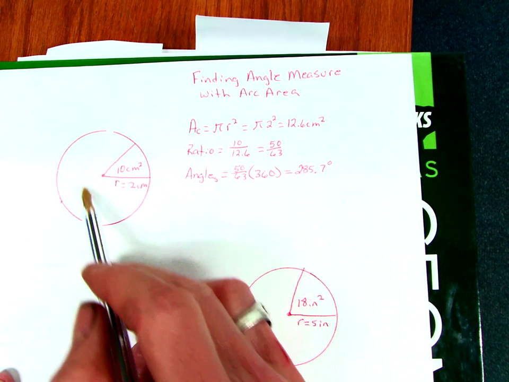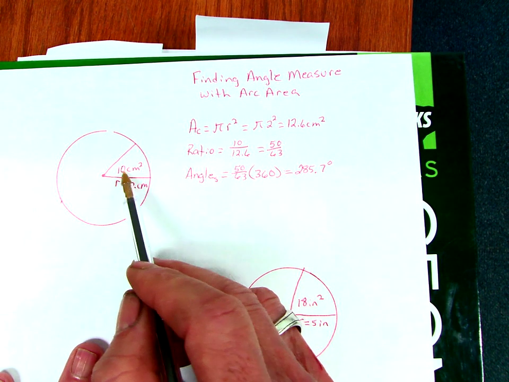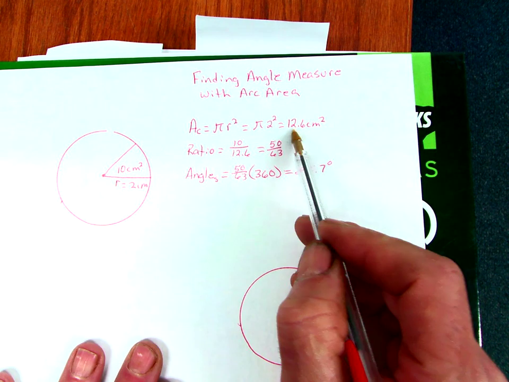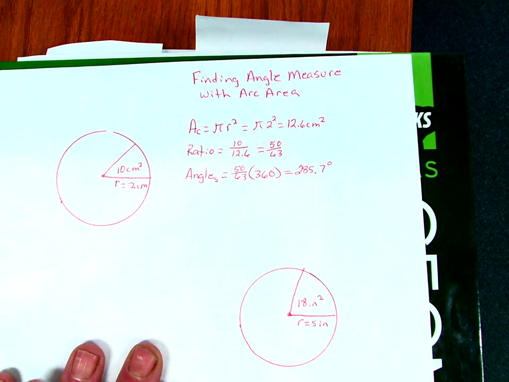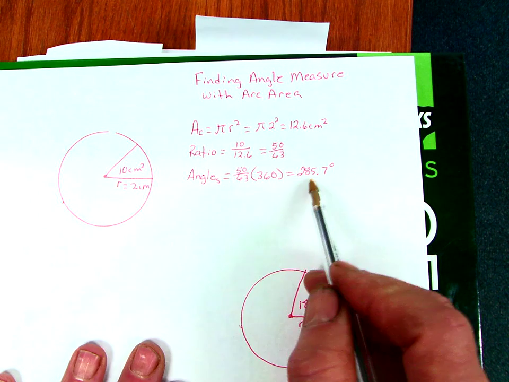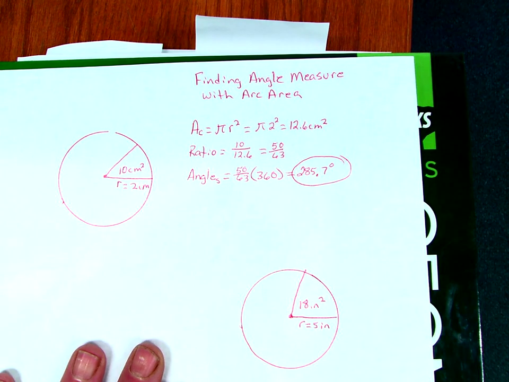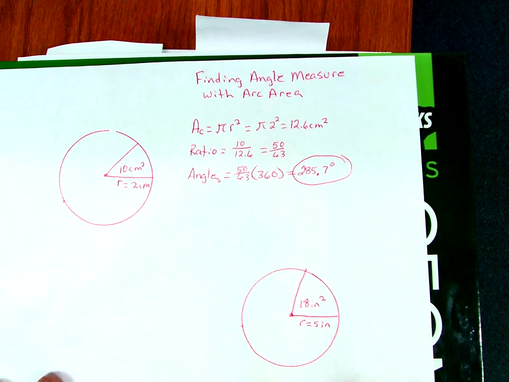So if the whole circle has an area of 12 and this angle takes up 10 of those 12, then it's a really, really big angle. The picture doesn't look that way. You have to trust the math. The answer is 285.7 degrees.